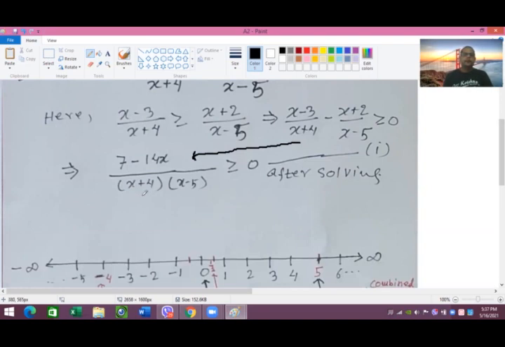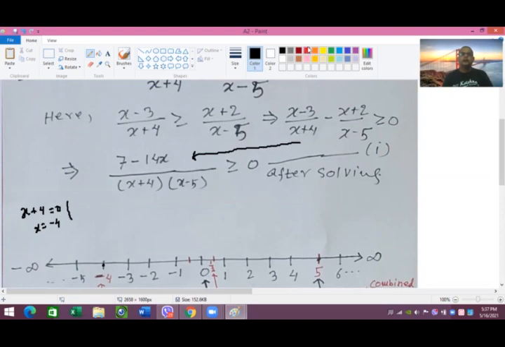So here you can see that there is x plus 4 and x minus 5. So we first work for the point of reference. Here x plus 4 equals 0, which gives you x equals -4. So I marked -4 on this real number line.